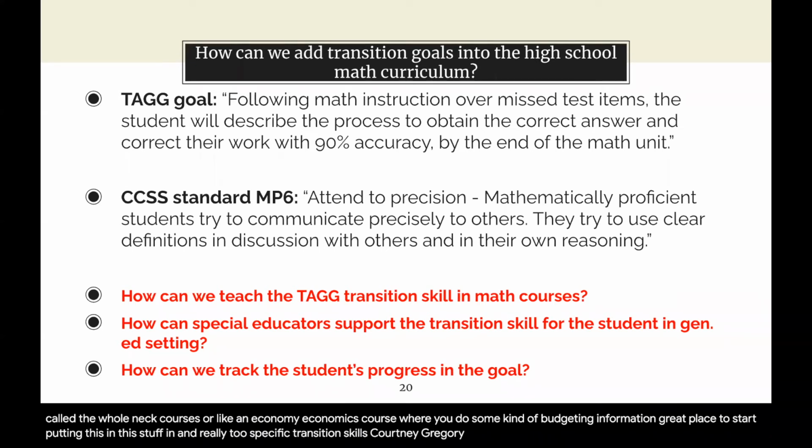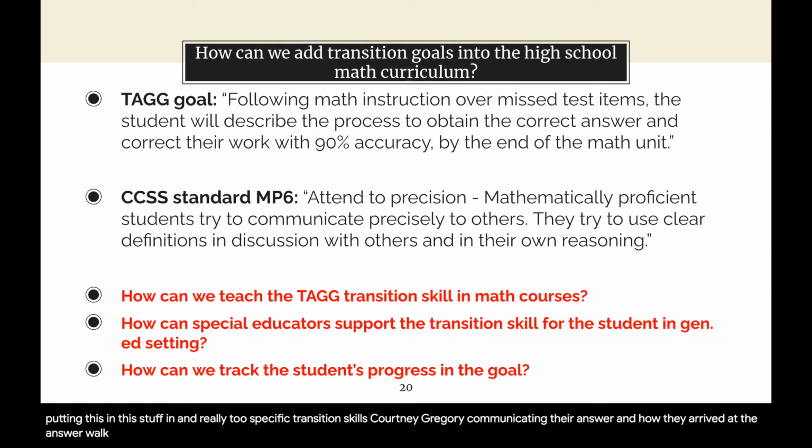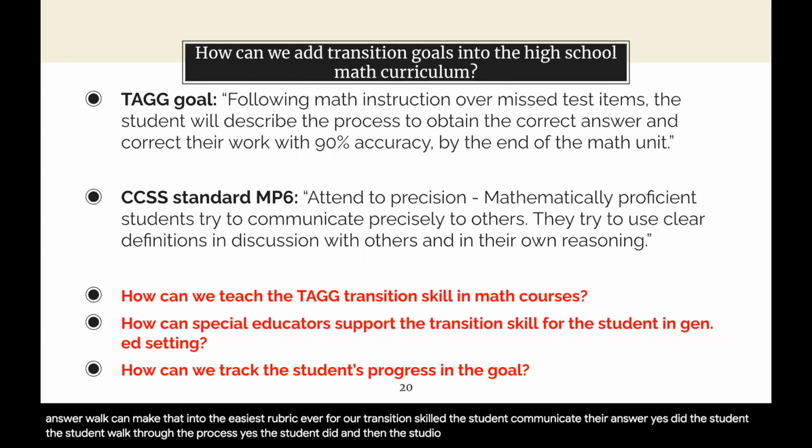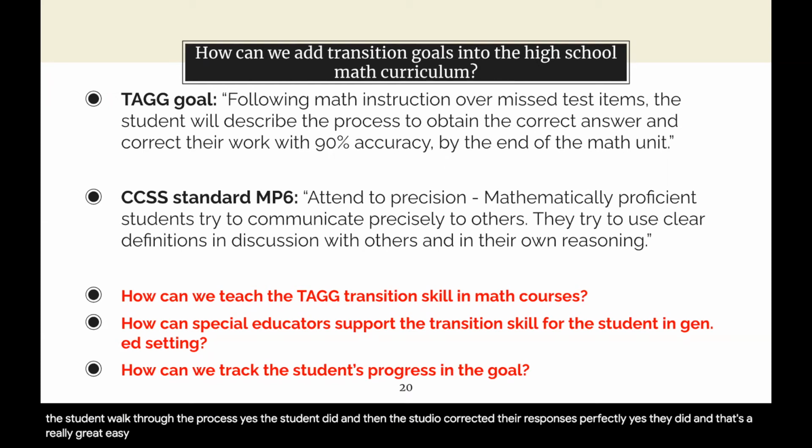Courtney Gregory, communicating their answer and how they arrived at the answer, walking through each step. Exactly, those are great. You can make that into the easiest rubric ever for a transition skill. Did the student communicate their answer? Yes. Did the student walk through the process? Yes, the student did. And then the student corrected their responses perfectly. Yes, they did. And that's a really great, easy way to track that transition skill and have it done inside the gen ed environment. Exposure to self-determination, goal check-ins. Yes, wonderful. You guys have that.